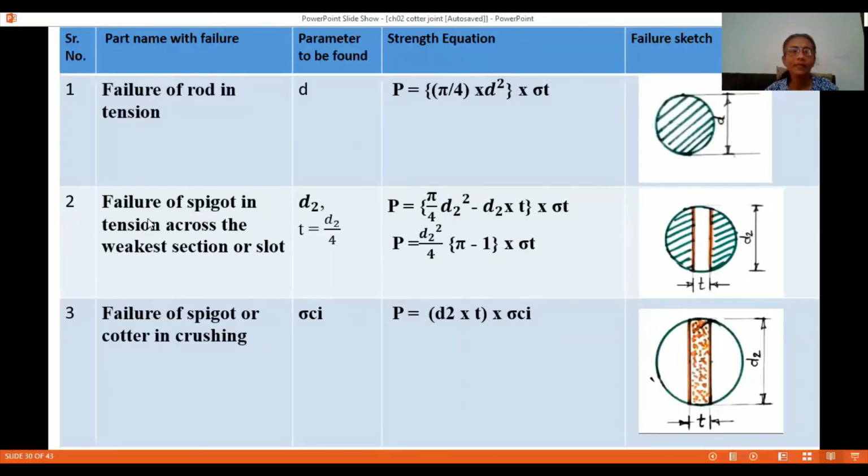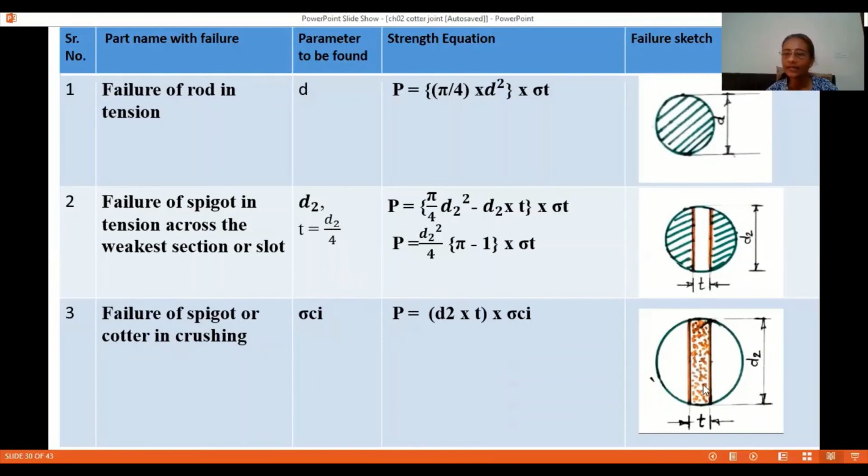Second step is considering tensile failure of spigot across a slot. So here this is the failure sketch. Strength equation is this. In this equation, if we substitute t is equal to d2 by 4, P will be d2 square by 4 into bracket pi minus 1 into sigma t. From this equation, first we can find d2 and then t is d2 by 4. So we can also find t, as here we have used an empirical relation.